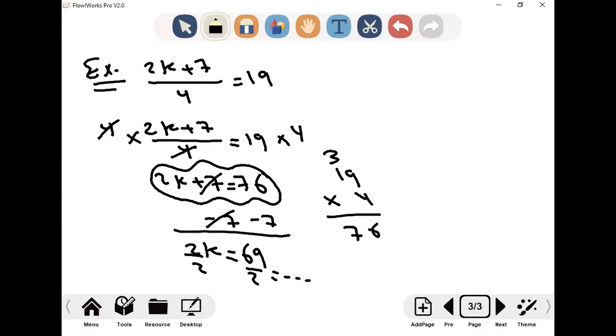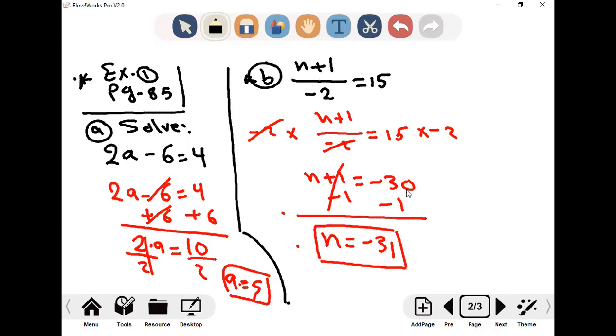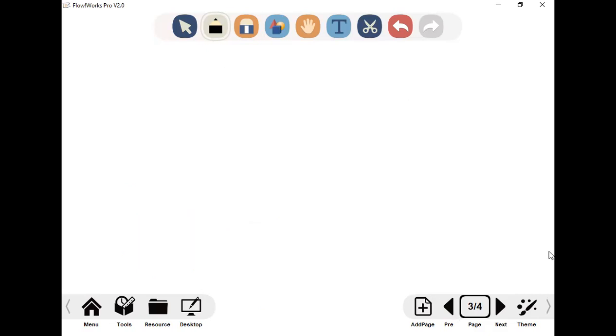But we have another idea. We call it a cross product. Let's do it. For example, this one here. See it? I will do it another way. We call it cross product. Let's do it. Part B, what was it? n plus 1 over negative 2 equals. Now we have another idea.